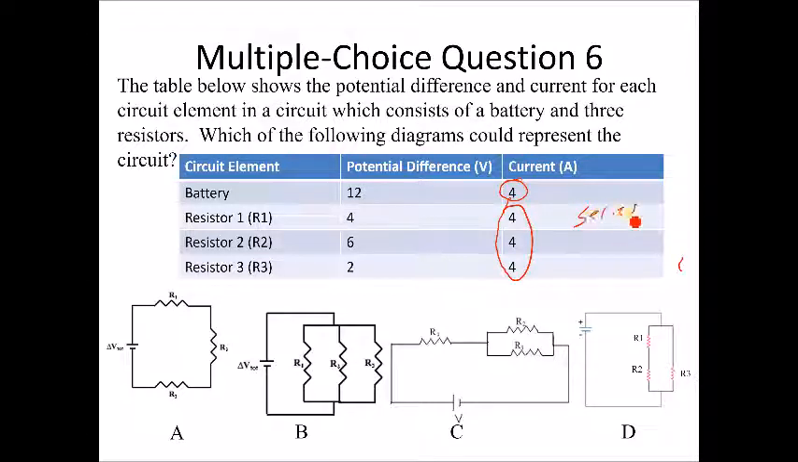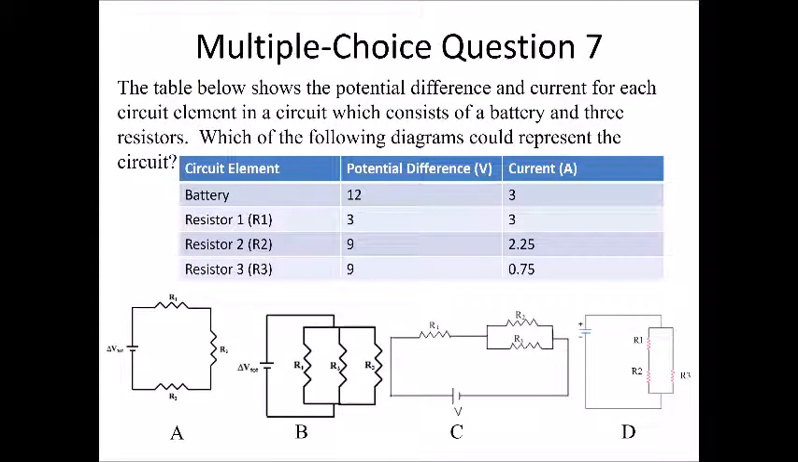Another thing that we want to think about is that in a series circuit, the voltage drop or the potential difference across each resistor, when you sum them up, should add up to be the potential difference across the battery. So here we have 4 plus 6 plus 2. Those do add up to be 12, the potential difference across the battery. So I'm hoping that this shows you that the circuit we're looking for in this question is a series circuit. And if you look down here at the bottom, the only circuit that we have that's a series circuit is A.